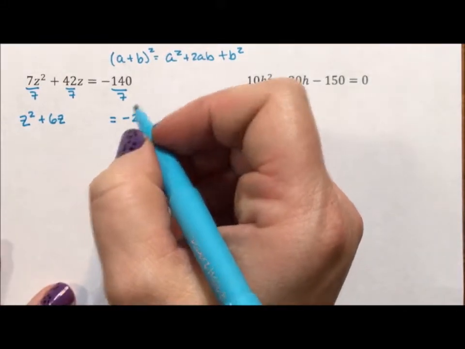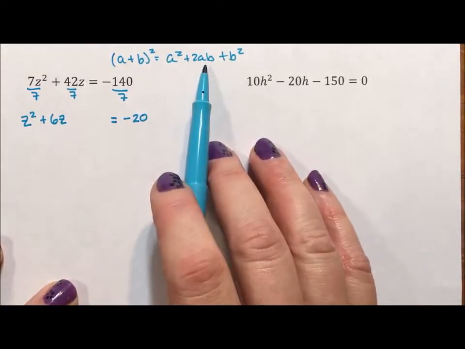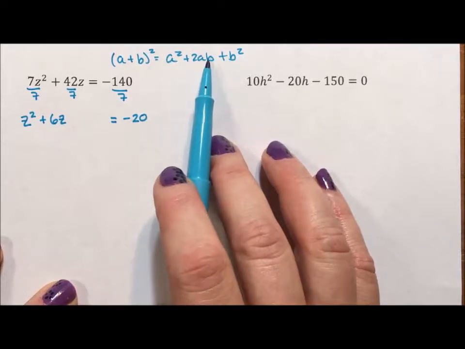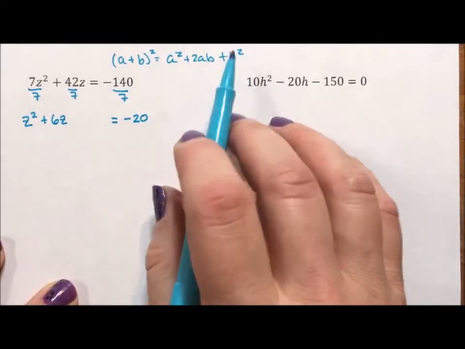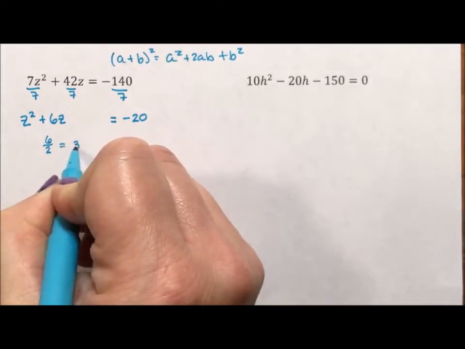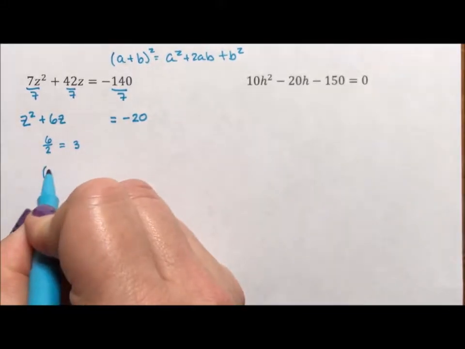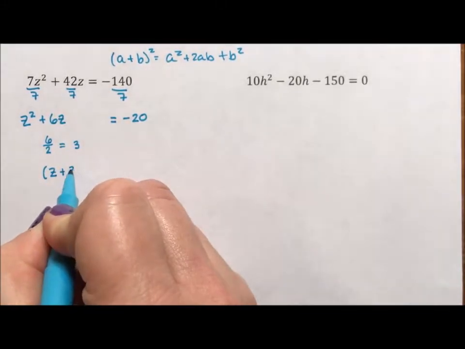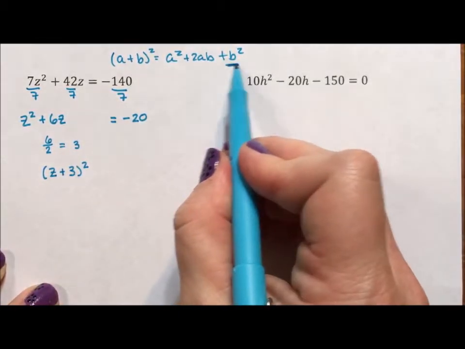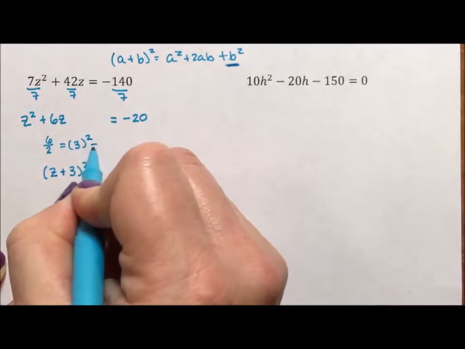Okay, so I now have this looking like the beginnings of this, but I have to realize this 2ab, or 2zb, is equal to 6. To figure out what b is, I need to take the 6 and divide it in half to make it 3. So what I really want to do is make the left-hand side of my equation (z + 3) squared. Well, to do that, I need to bring the b squared over here. So I need to take the 3 and square it and make it 9.